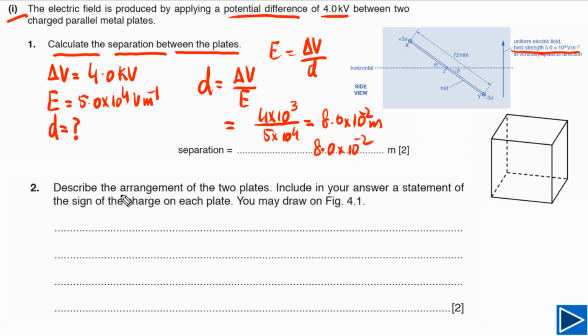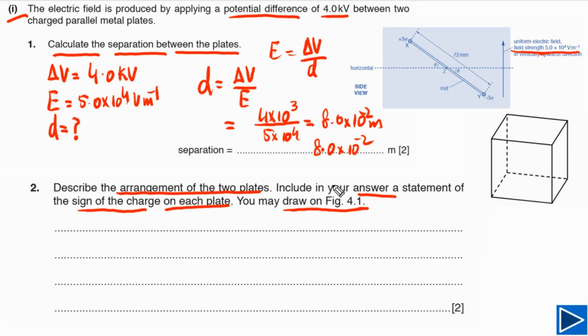For the second part, we need to describe the arrangement of the two plates, and in our answer we need to include the sign of the charge on each plate. It is also optional if we want to draw on figure 4.1, we can also draw.